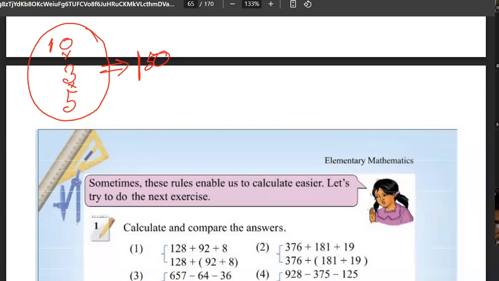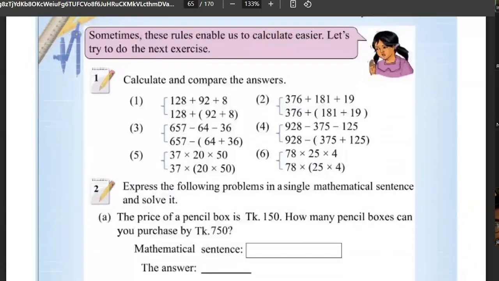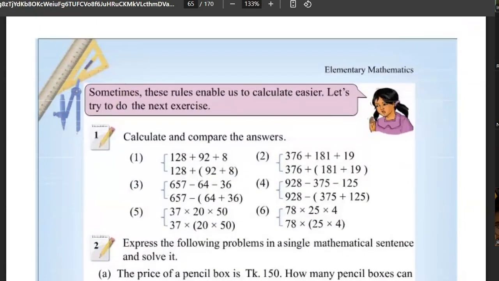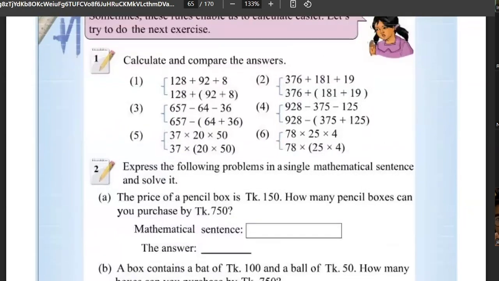Sir, 150. Yes. So you need to be able to explain how you're doing this, right? That's one of the things that we need to learn, not just get to the answer, but understand how I'm getting to the answer. I think you will be able to explain additions. Like if I tell you to add this, basically 128 plus 92 plus 8, how would you do that?